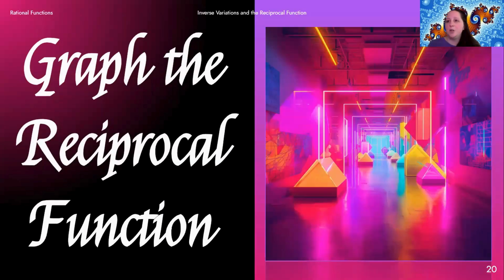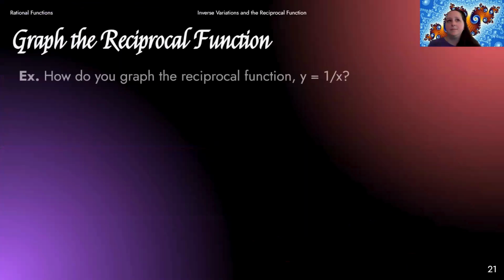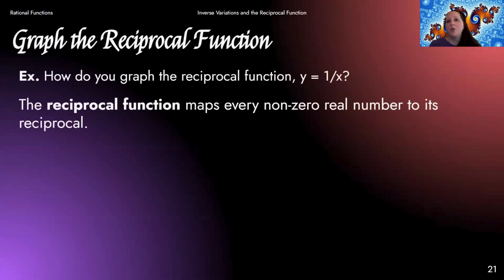Graph the reciprocal function. How do you graph the reciprocal function y equals 1 over x? Normally we have y equals x, which is just a straight line. It's a linear function. With the reciprocal, it just means that I'm flipping it over. So reciprocal is 1 over whatever I was just talking about, so in this case, x.